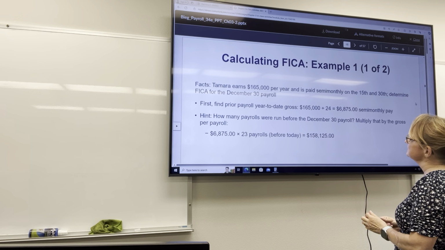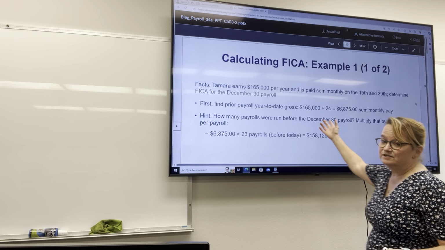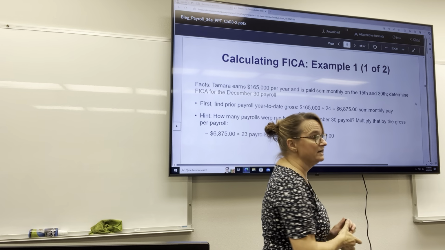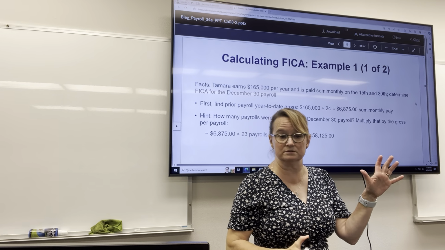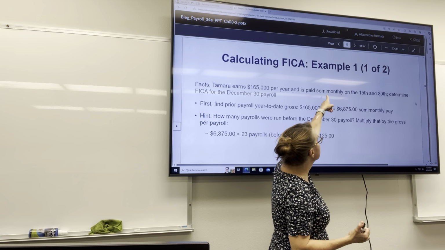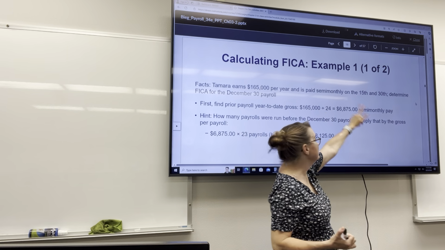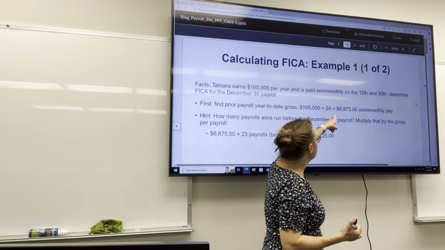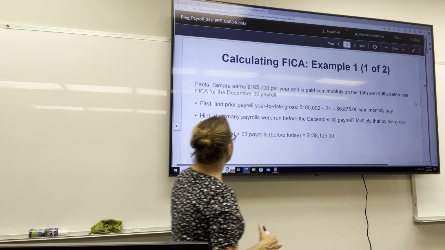So she makes $165,000 a year. We have to annualize, so there's her annual salary. Figure out what she makes on a per pay period basis. 24 pay periods, that's going to be important. That's semi-monthly. If it was bi-weekly, this amount would be different. Semi-monthly pay period, she makes $6,875.